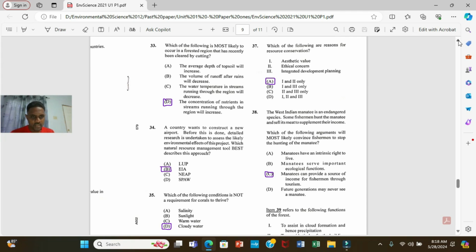38. The West Indian manatee is an endangered species. Some fishermen hunt the manatee and sell its meat to supplement their income. Which of the following arguments will most likely convince fishermen to stop the hunting of the manatee? And that would be C, manatee can provide a source of income for fishermen through tourism.